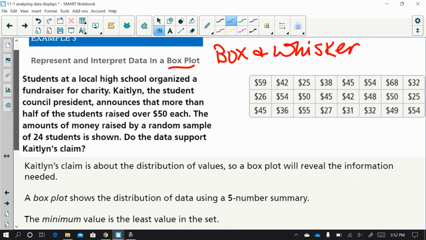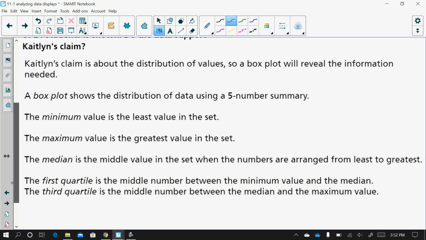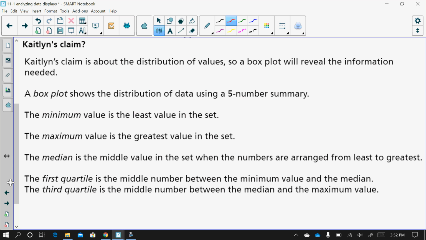Well, let's check it out. Caitlin's claim is about the distribution of values, so a box plot will reveal the information needed. A box plot shows the distribution of the data using a 5-number summary. The 5-number summary includes these 5 values right here. So the minimum is the smallest value.